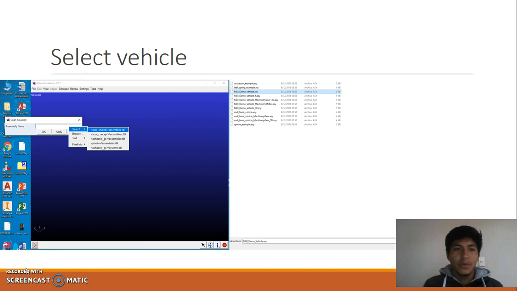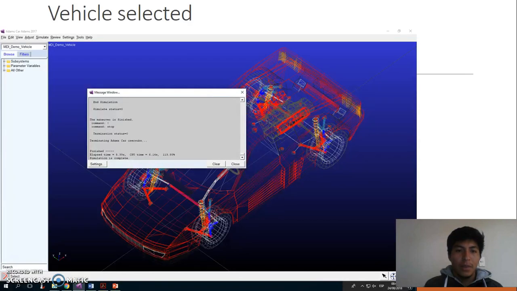First, we need to select the vehicle. The model that we will use is MDI demo vehicle. And then we push start. And the model will appear on the window.